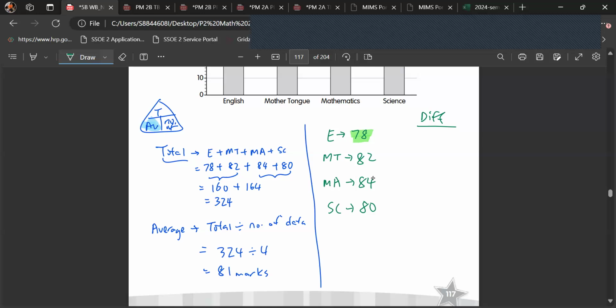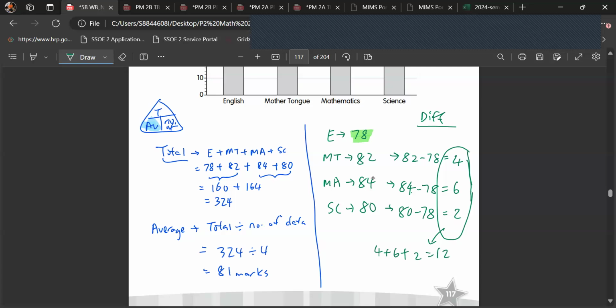Okay, I'm going to count the difference by using 82. The difference is 82 minus 78 is 4 marks. For Maths, 84 minus 78 is 6 marks. For Science, 80 minus 78 is 2 marks. Now I'm going to add up all these differences: 4 plus 6 plus 2 equals 12.